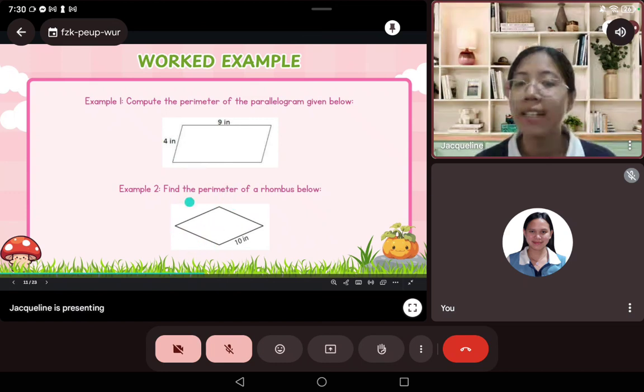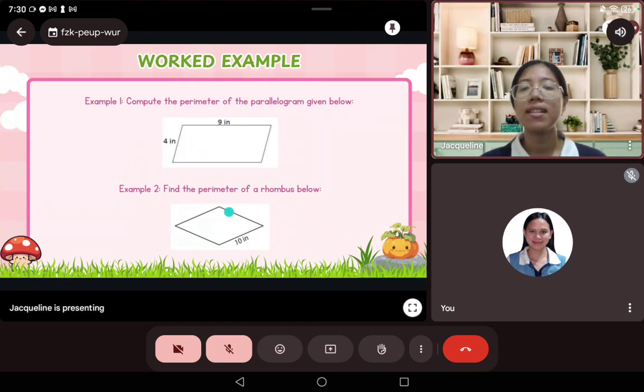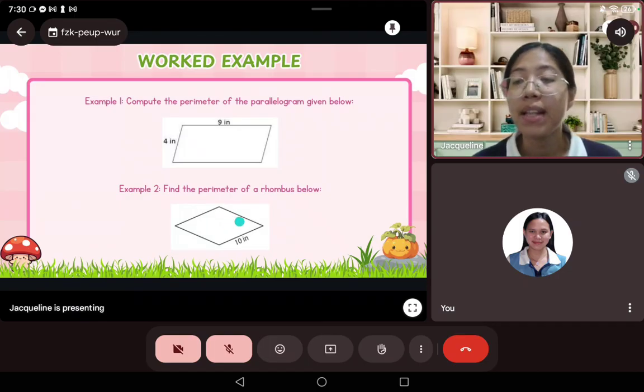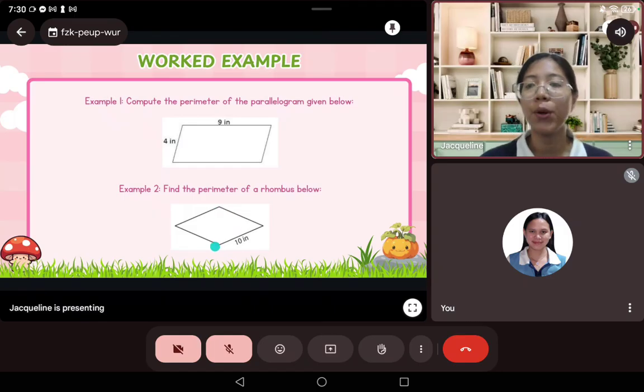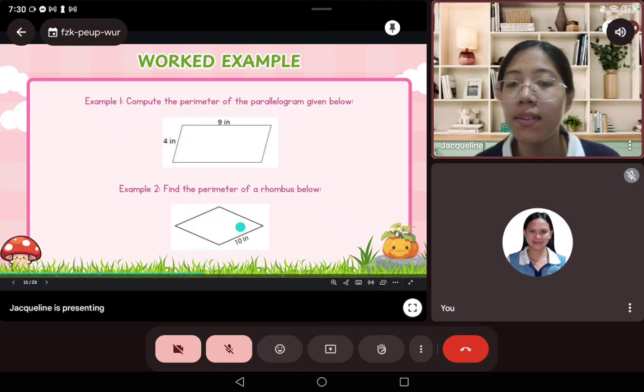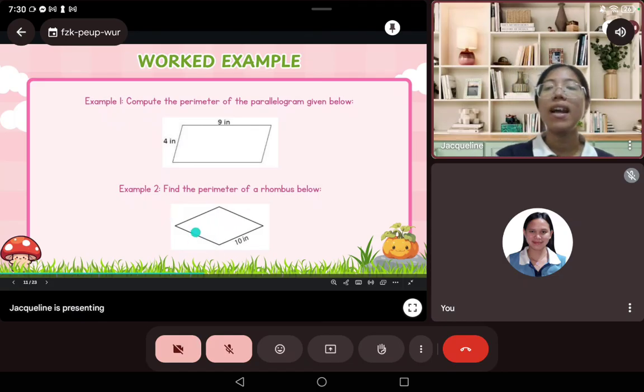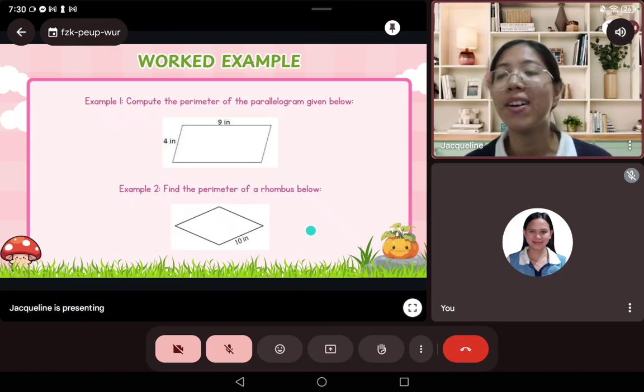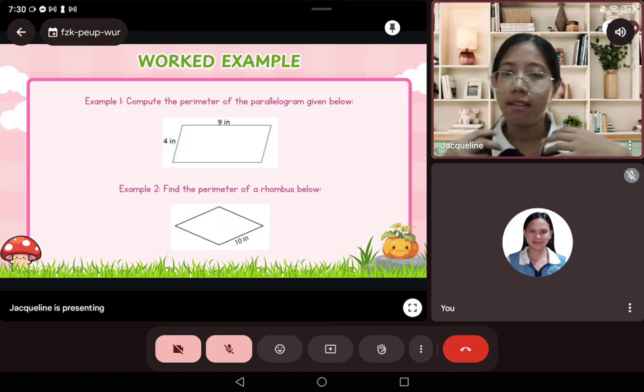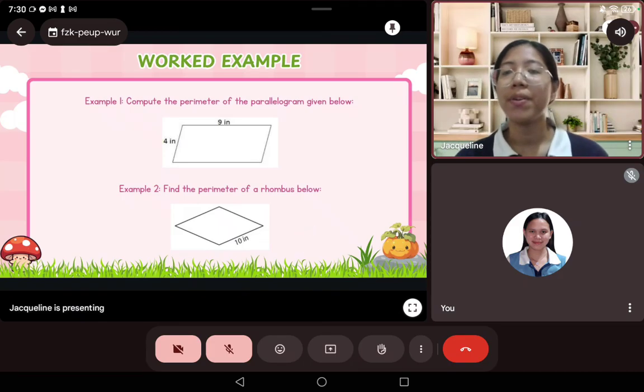So how about example 2? What is the formula again, class? That is correct. So P equals S times 4. Very good. Or 4S. So all you need to do is to multiply 10 by 4. So what is the answer, class? That is correct. 40 inches. Wow, very good, class. Since you got the concept of the perimeter of a parallelogram and a rhombus.